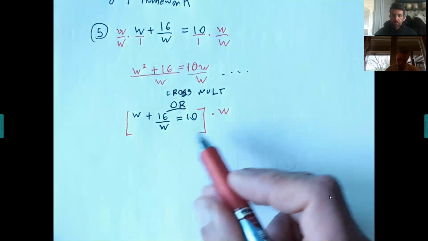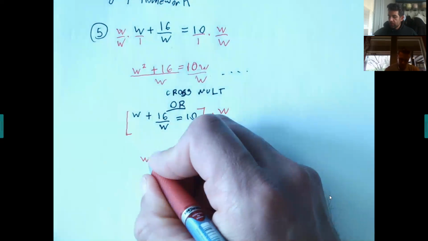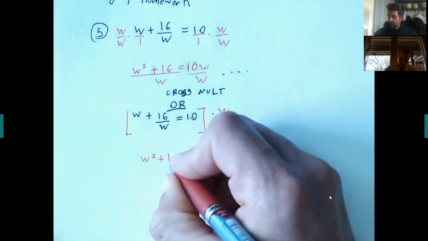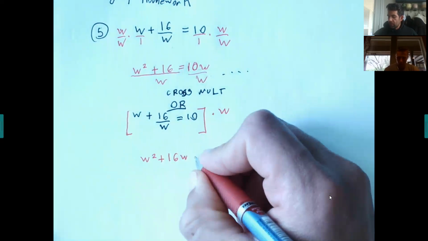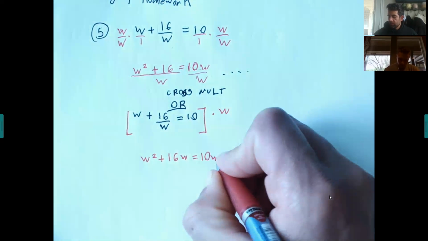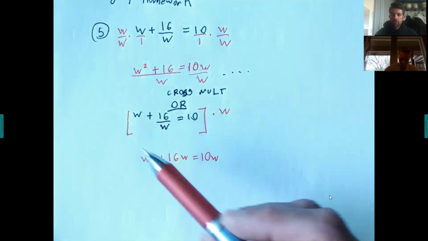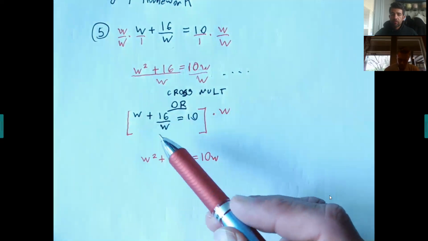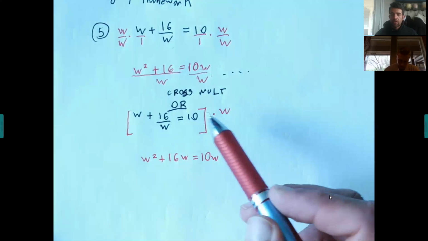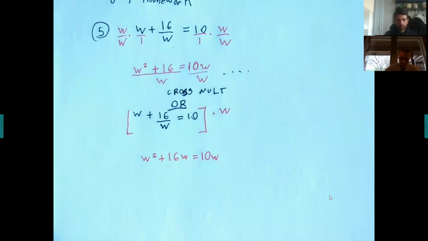So this is going to give me W squared. This is going to give me 16W. And this one's going to give me 10W. And again, W times W is W squared. W times 16 over W, the W's would cancel. And you have 10 times W. Are you with me? Got it.